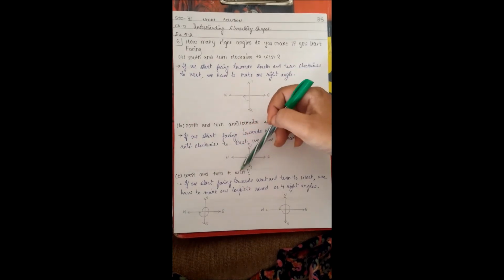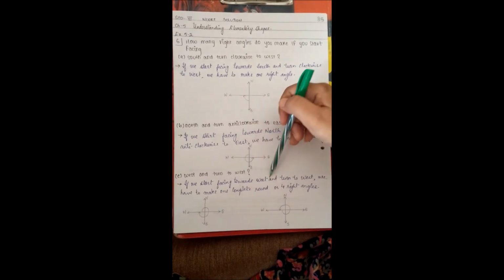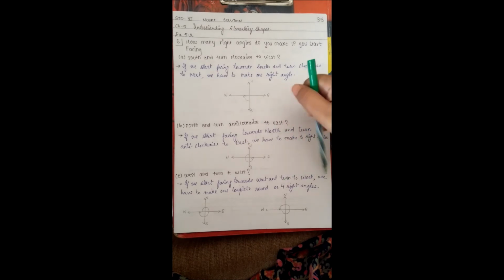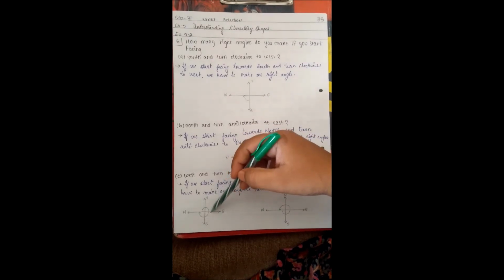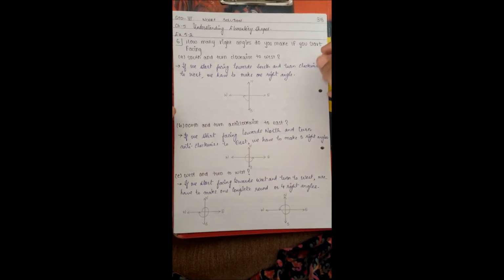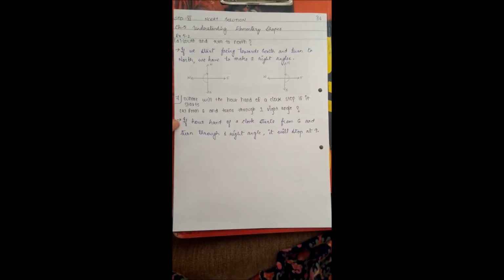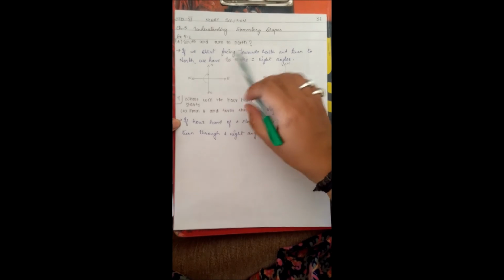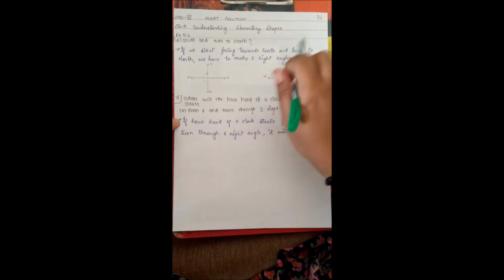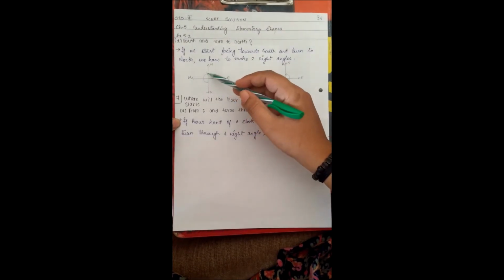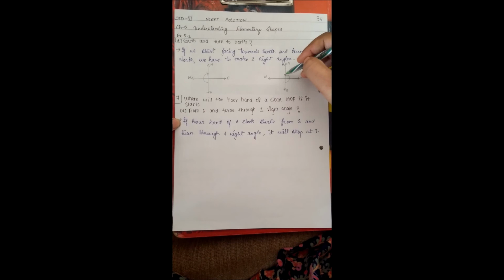Then west and turn to west. If we start facing towards west and turn to west, we have to make one complete round or 4 right angles. We have to go from west and come back to west. So there are 4 right angles. The next is south and turn to north. If we start facing towards south and turn to north, we have to make 2 right angles. This is clockwise, this is anti-clockwise. So 2 right angles we have to make.